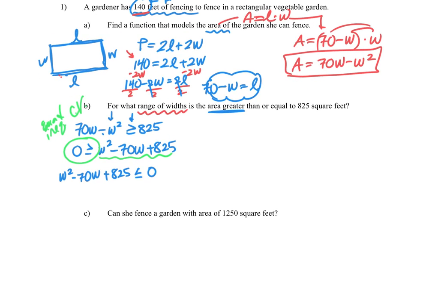Okay, so then to do this, I need to find my critical values by factoring. Or you could use completing the square or something like that. But I'll help you out here. Factors of 825 that make a -70 are 15 and 55 if they're both negative. So when I multiply that together, I'll get a positive 825. When I add those up, I'll get that -70. So what does that mean for me? It means that my critical values are positive 15 and positive 55.